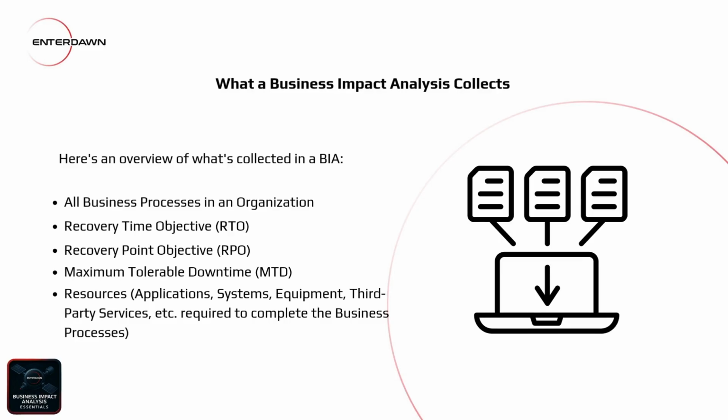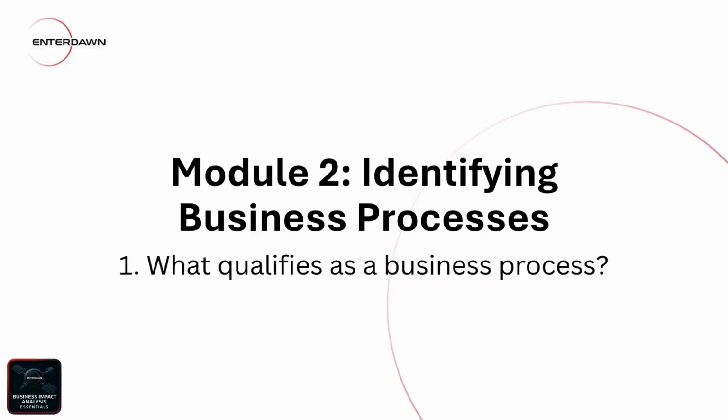Then we have three types of recovery timeframes: recovery time objective, RTO, recovery point objective, RPO, maximum tolerable downtime, MTD, and resources, which are applications, systems, equipment, third party services, etc., required to complete the business processes. Let's begin with the first and most fundamental item collected: the business process.